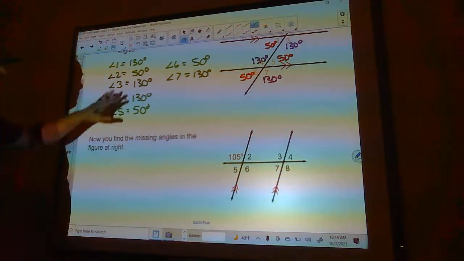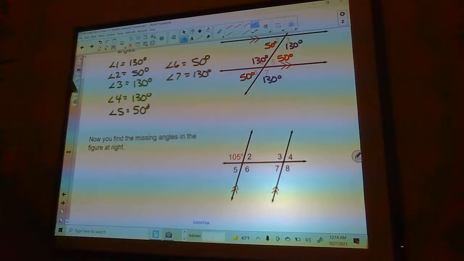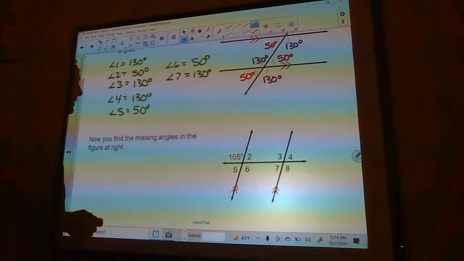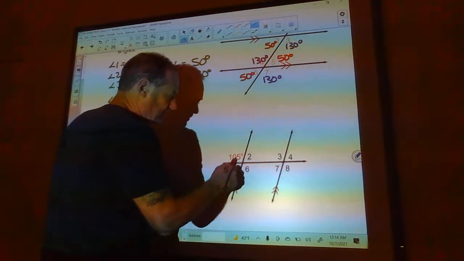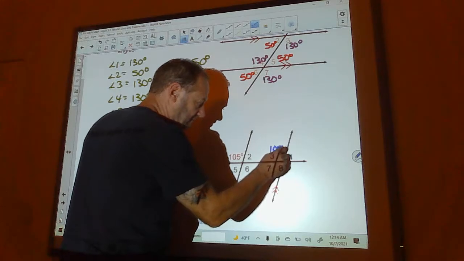Okay, so you can write it out like this. I always prefer that you write your answers on the picture, okay? Because sometimes when you do that, finding an angle will help. If you write it in the picture, it will help you find a different angle. So here I know this is 105. This is a corresponding angle, angle 3 here. That's also 105.